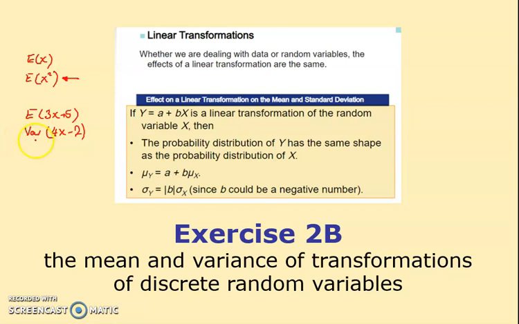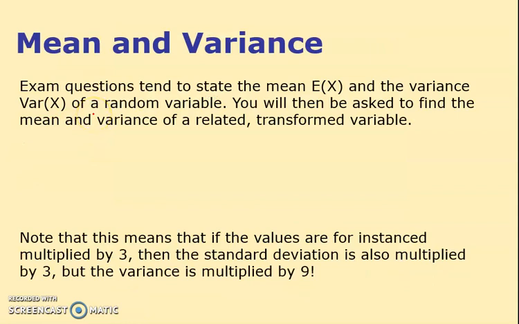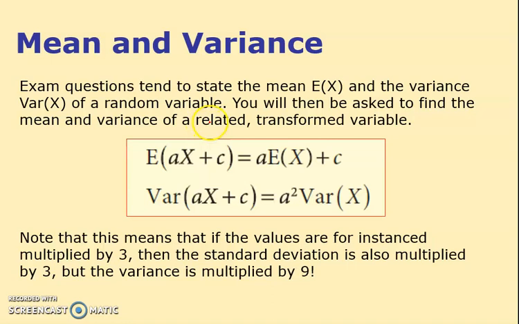Now, if we're going to find these things, we will be told something about the basic case, which is that E(X) is something or other. So we might be told what E(X) is, we might be told what the variance of X is, and asked to find these other versions of them. Let's have a look. The exam questions tend to state the mean and/or the variance, as I just explained. This will then give us a clue as to what to do.